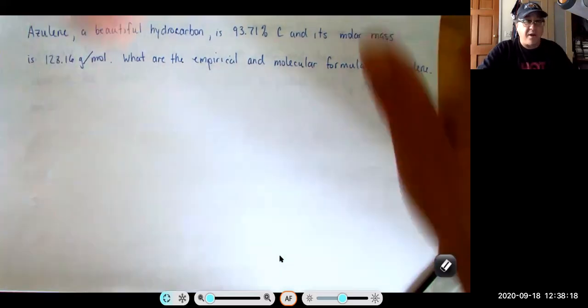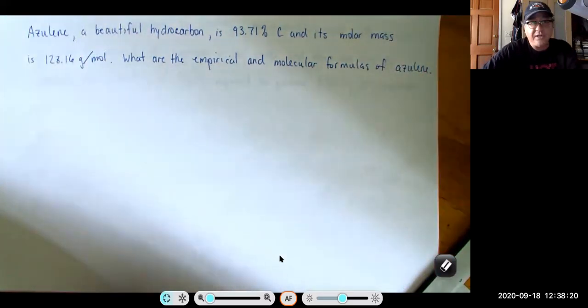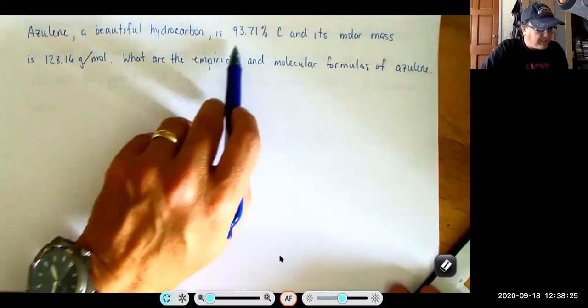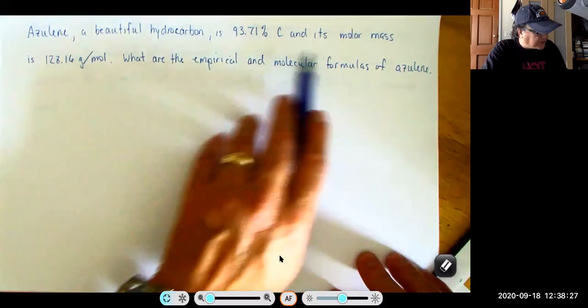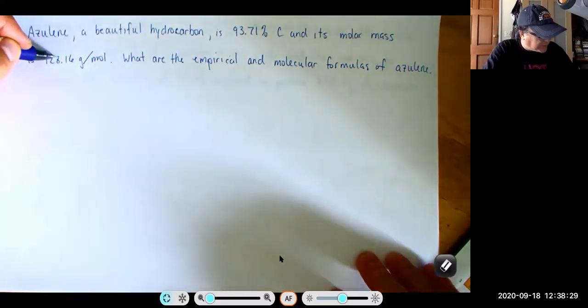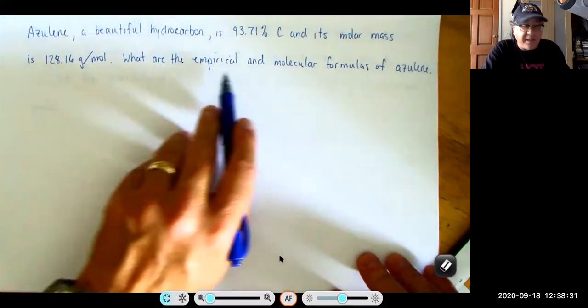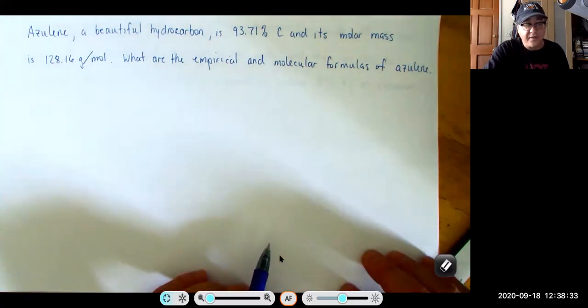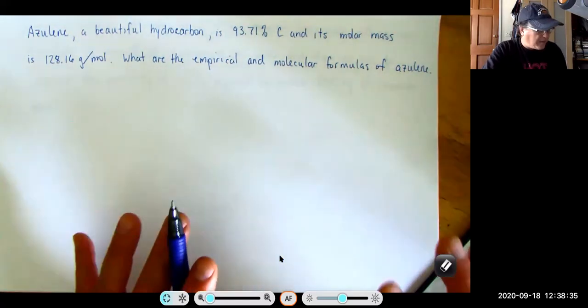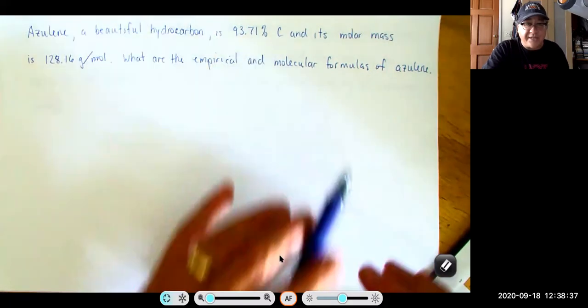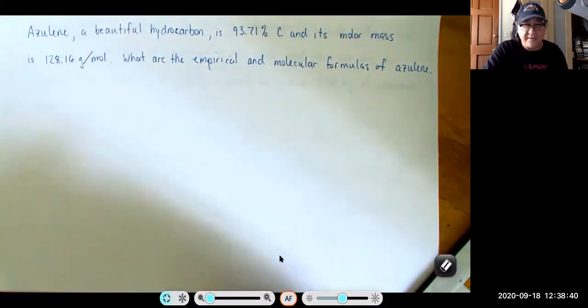Here's a calculation problem. Azulene, a beautiful hydrocarbon, is 93.71% carbon and its molar mass is 128.16 grams per mole. What are the empirical and molecular formulas of azulene? So the first thing when we do this problem is we realize we don't have all the percentages. We only have the carbon percent. And we're not even told what the other element is. So we have to figure it out.